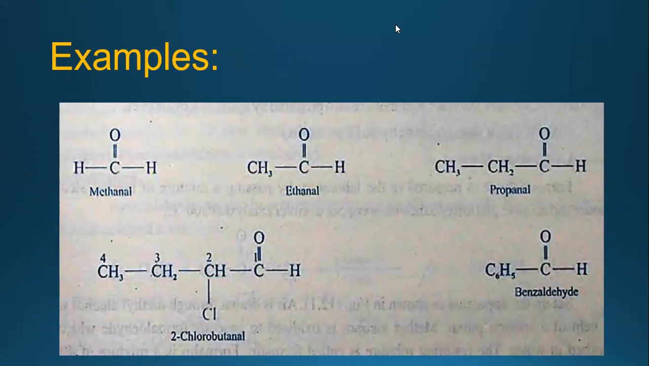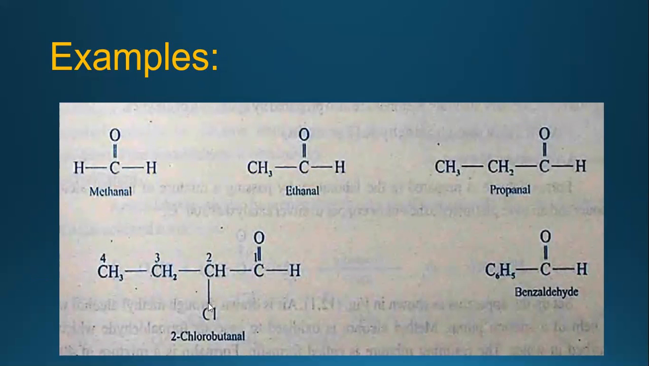These are some examples of aldehydic compounds and their IUPAC names. If the carbon count is 1, then the IUPAC name is methanal. In the same way, ethanal. If the compound has 3 carbons, then the name is propanal.